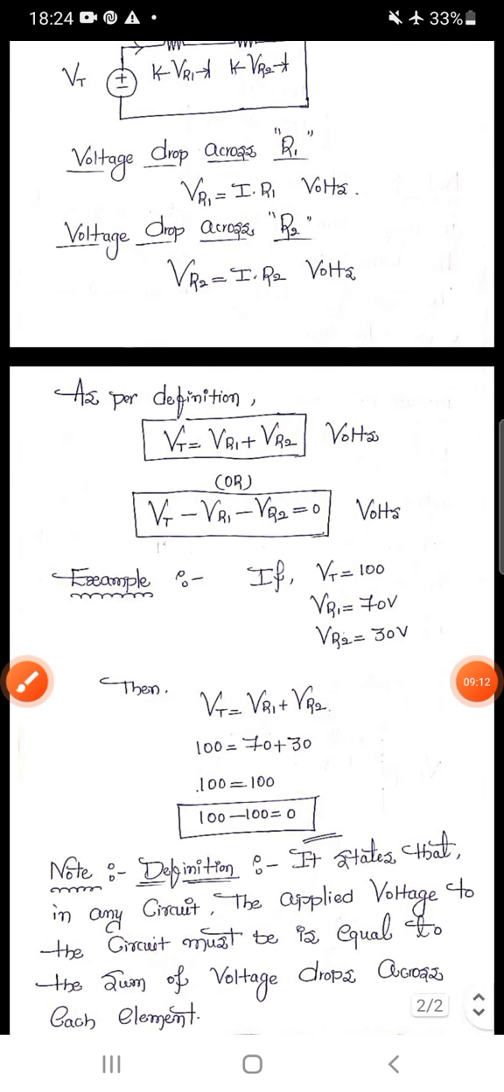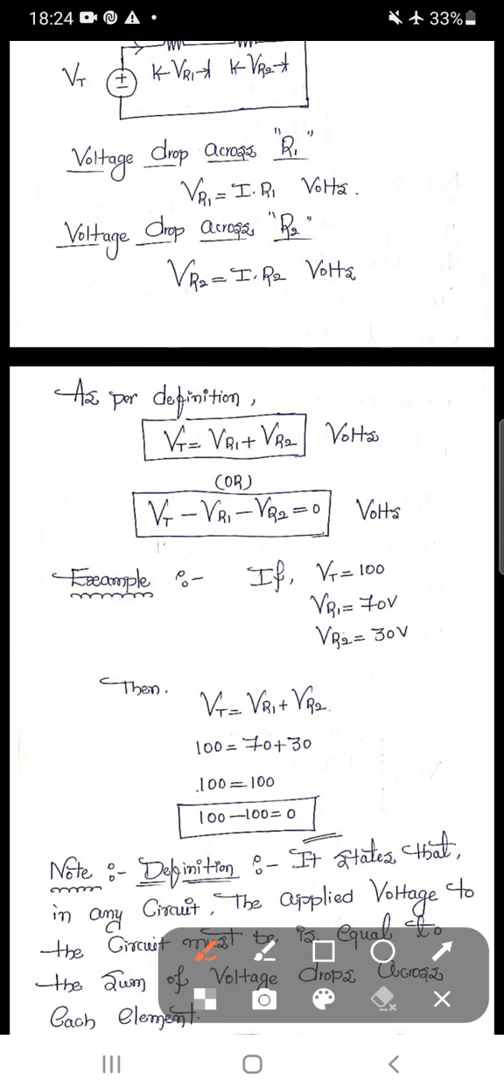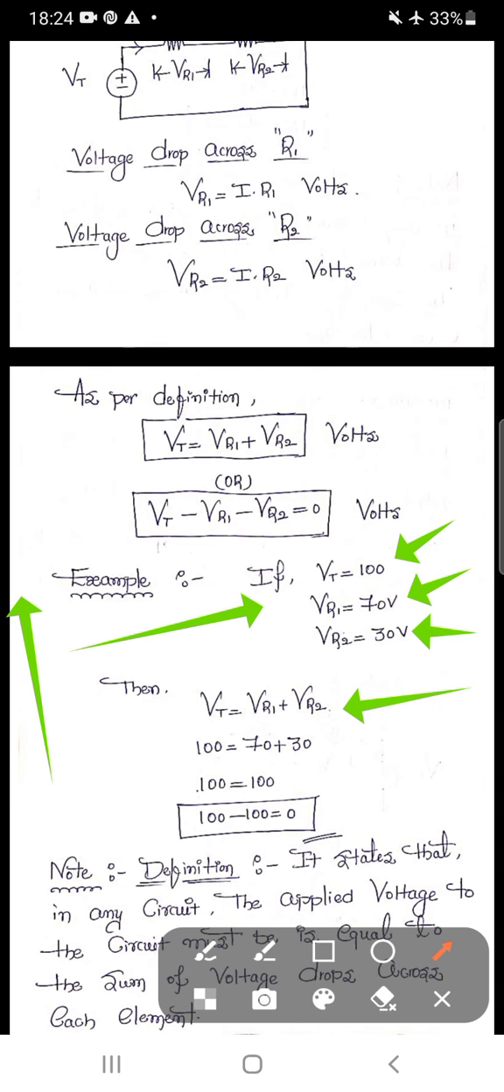Okay, now coming to one problem, just see here. Now we are going to discuss one problem. That problem consists of the values of applied voltage Vt is equal to 100 volts, Vr1 is equal to 70, and here Vr2 is equal to 30. Now as per the definition of Kirchhoff's voltage law, applied voltage must be equal to sum of voltage across individual elements. So we are writing Vt is equal to Vr1 plus Vr2, because in the circuit we have only two resistors. For example, if in the circuit we have 10 resistors, then we need to write Vt is equal to Vr1 plus Vr2 plus Vr3 plus up to V10.